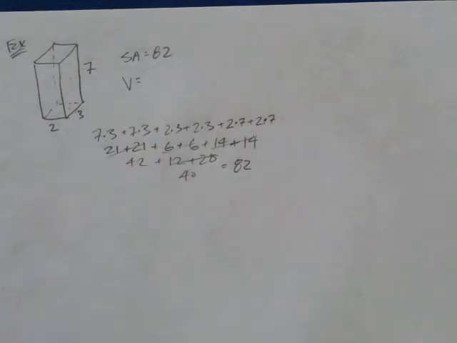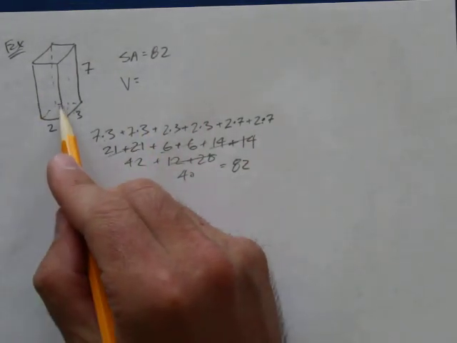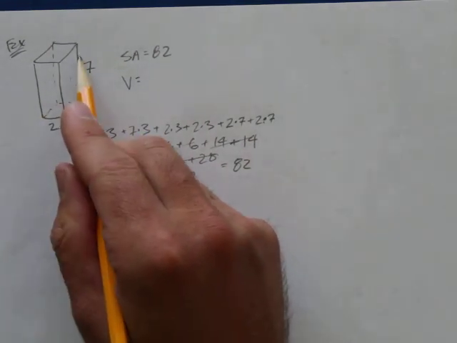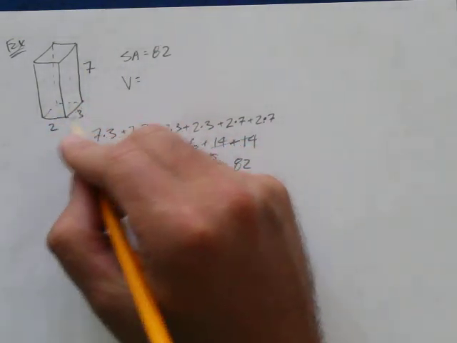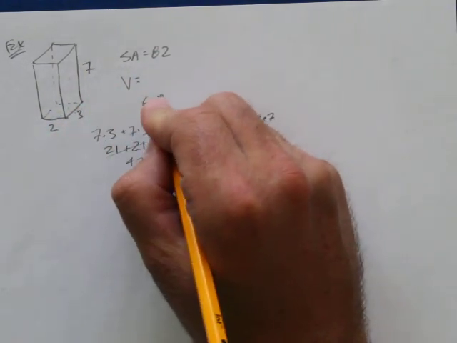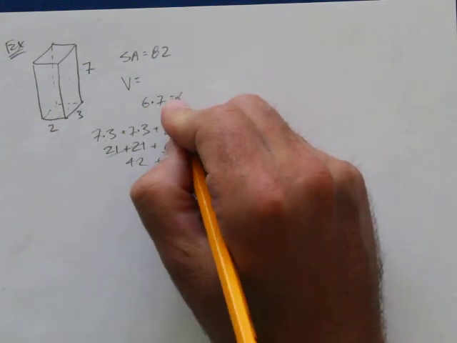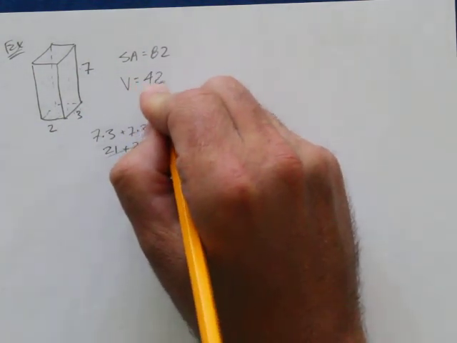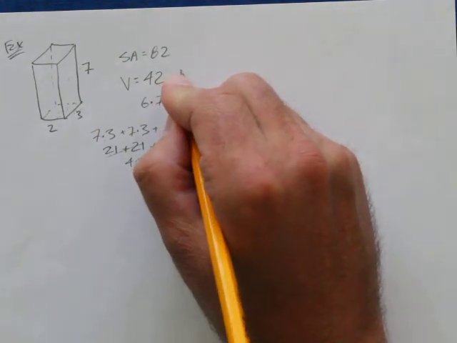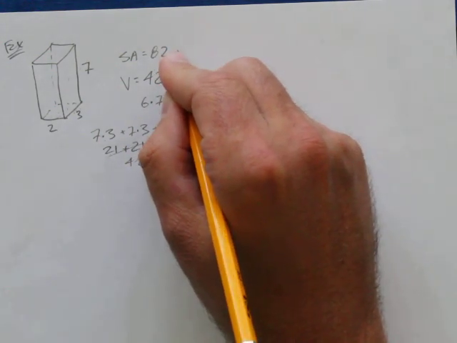Now my volume is a little bit easier. I just say the area of my base times the height. So the area of my base, which is 6, times my height, which is 7. 7 times 6 is 42. And this would be units cubed. The one on top is units squared.